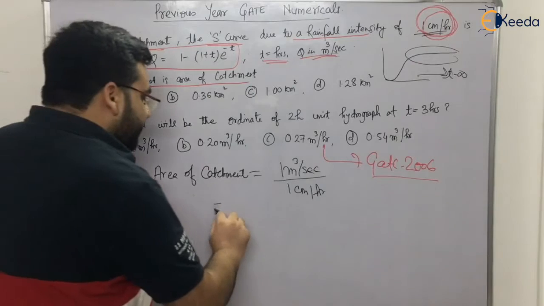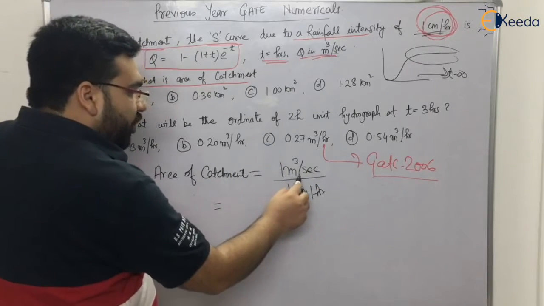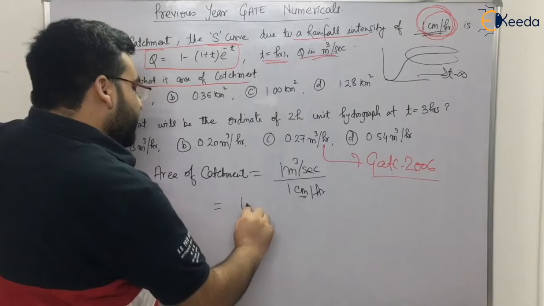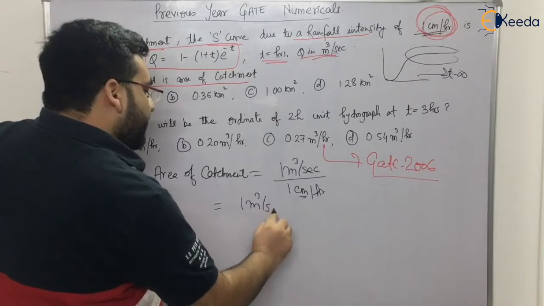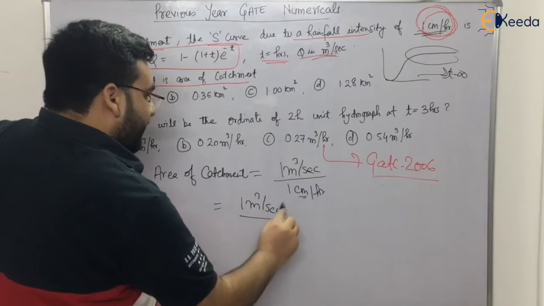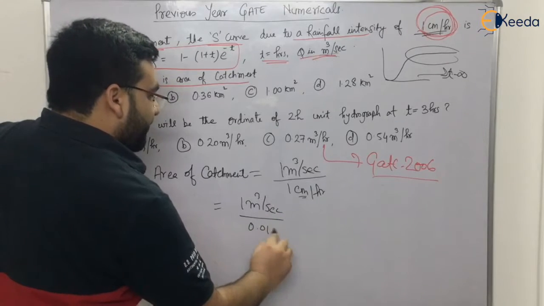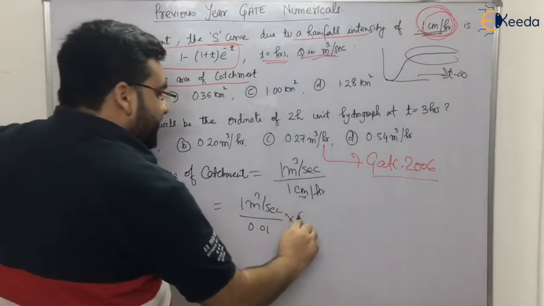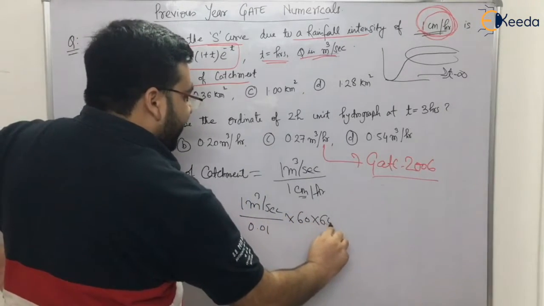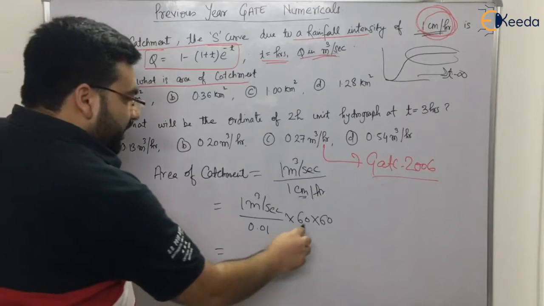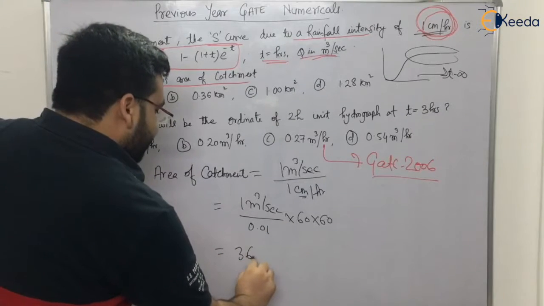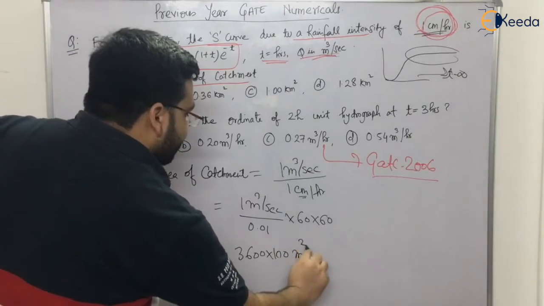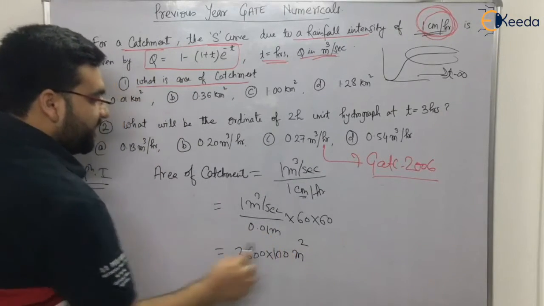Now just convert the unit. This is meter cube, this is second, this is centimeter. So first of all, convert centimeter into meter. So 1 meter cube per second divided by 0.01 meter per hour. Hour will go in the numerator, multiplied by 60 minutes into 60 seconds, right? So it will be equal to 3600 multiplied by 100 meter square will be the area. This was in meter square, right?